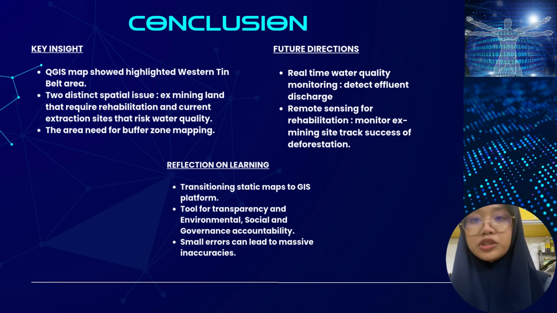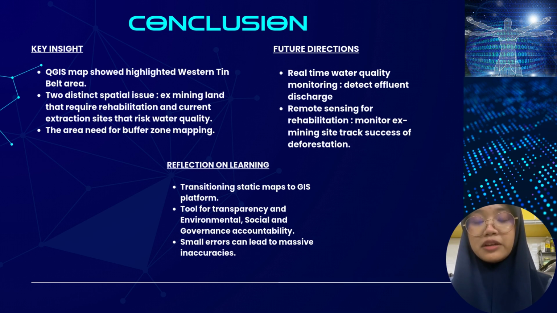So now for the conclusion, the key insight is that the QGIS map shows how obviously highlighted the Western Tin Belt area is. The data show two distinct spatial issues. The first one is ex-mining land that requires rehabilitation. The second one is current extraction sites that risk water quality. QGIS demonstrates that even a small extraction site in the highlands can impact water quality for millions downstream, which highlights the need for buffer zone mapping.